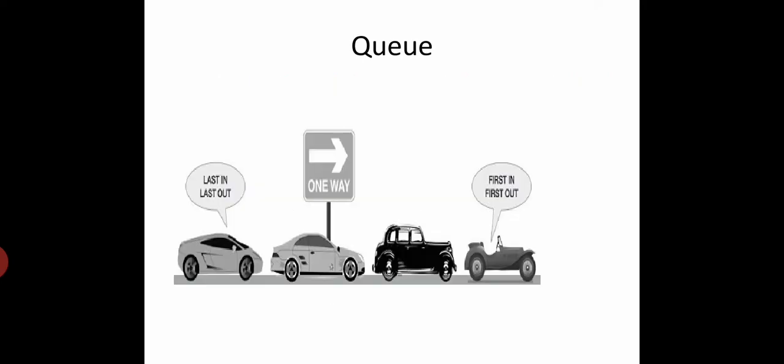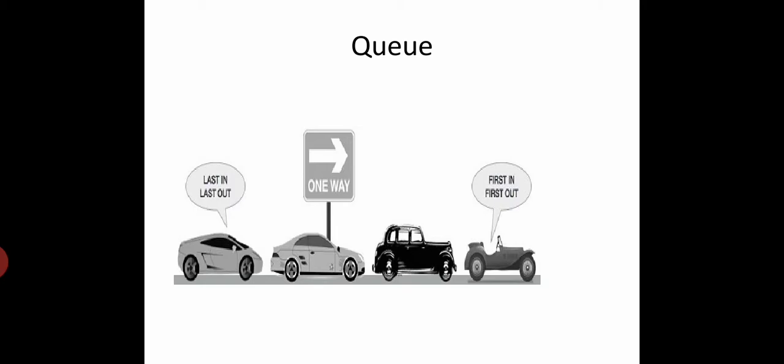Here there is an example for you. You can see it is marked as a one way. It is a one way pathway. Then first in first out: the first vehicle which entered the one way pathway is the jeep. Then the second one is that black car, third one is that white car, and the fourth one is the last car. You can access this last car only at last.